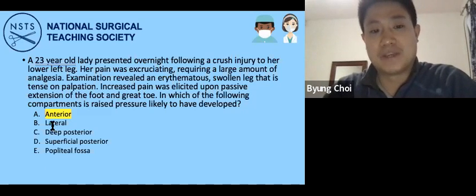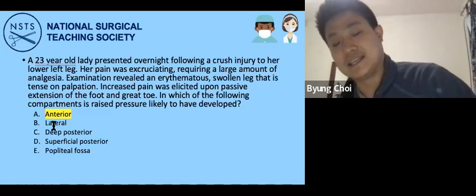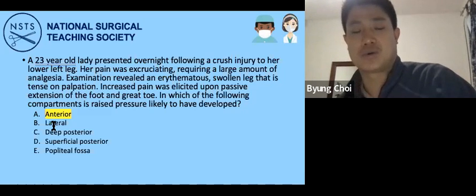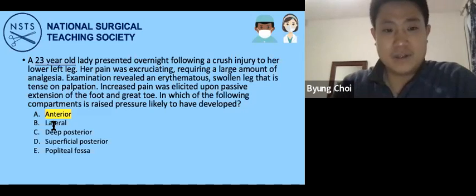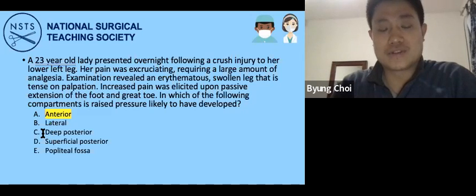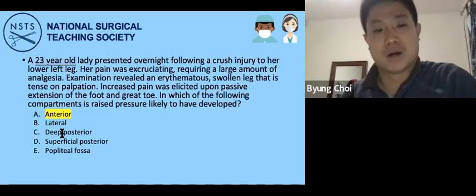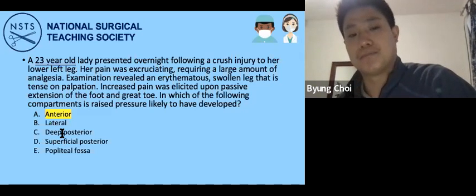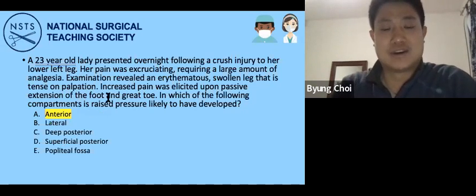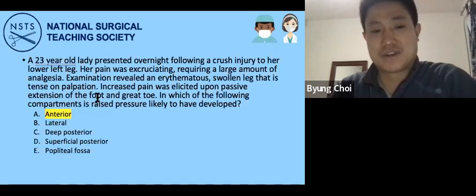Lateral, obviously, it would be on passive eversion of the foot. And then you've got C and D, the posterior compartments, it would be gastrocnemius, and then deeper down you've got the flexors. But again, because we explained that it's the extension of the foot and great toe, those are the movements. Work out what muscles contribute to those movements, and then where those compartments lie.